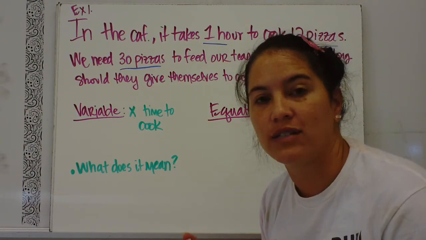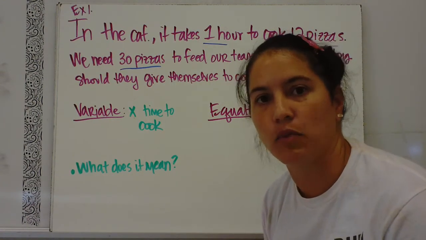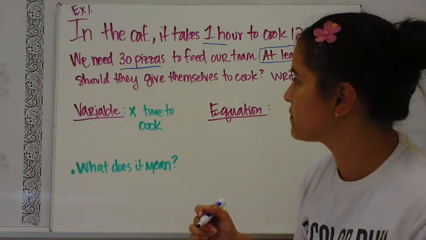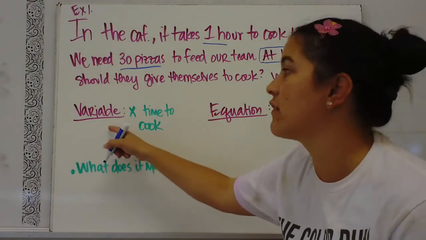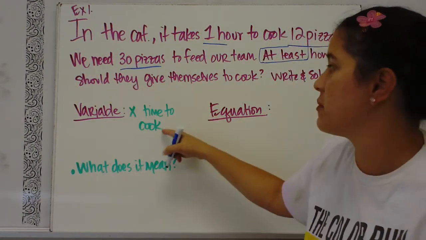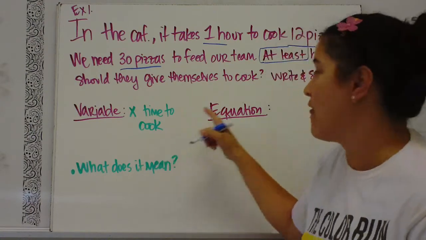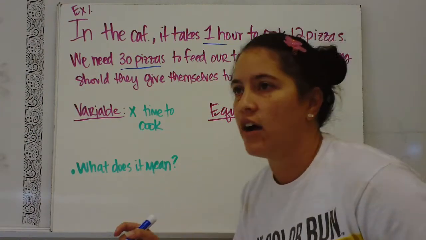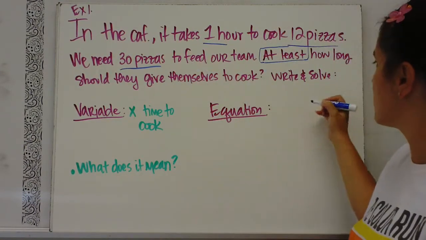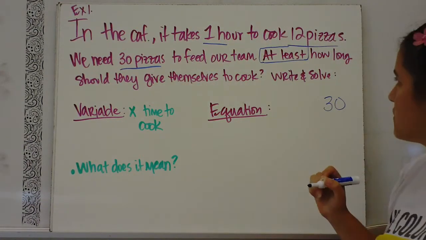So when you think about the words "at least," you have to pick a symbol: less than, greater than, less than or equal to, greater than or equal to. So we start with defining a variable. X is the time it takes to cook. It says how long should they give themselves, so X. And then we need to write an equation. Well, let's look at what our answer is. Our answer is we need 30 pizzas. So we know we need 30.